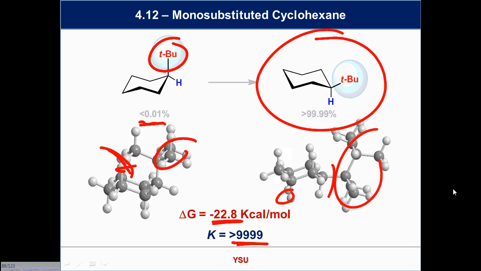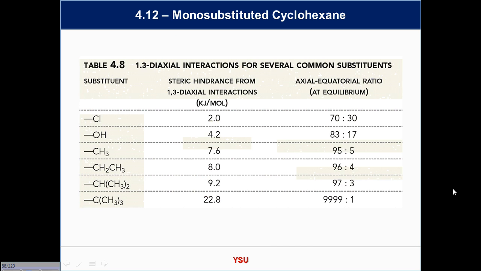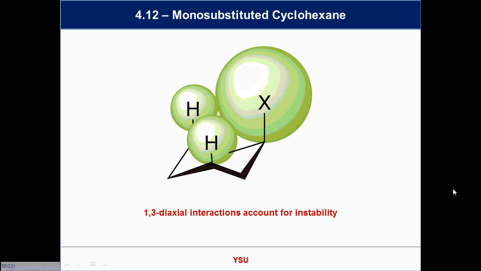What we've defined so far is shape. We've talked about the ring flip, going between one chair and the other, and we've talked about the consequences of the size of the group attached. Table here, just showing you those numbers. Same stuff that I just talked about. It's real and it's important.